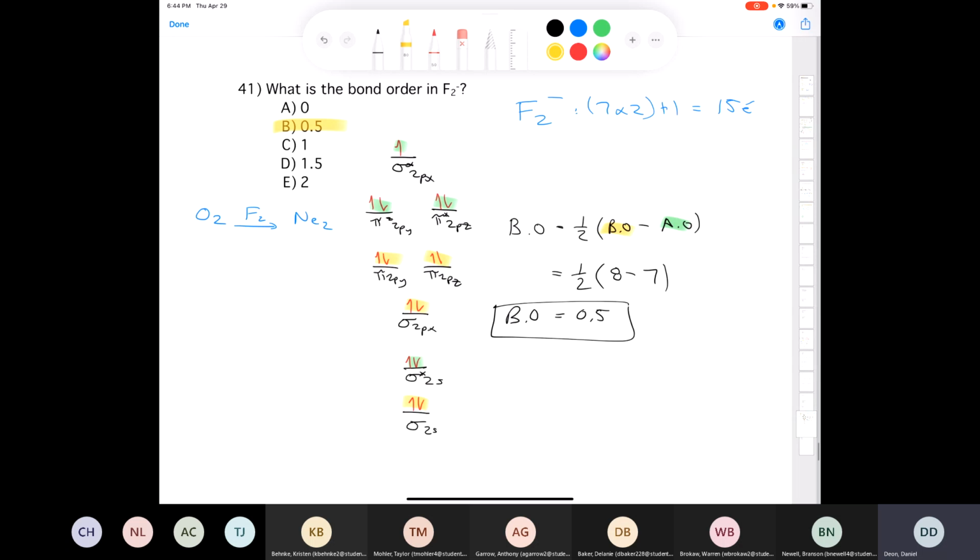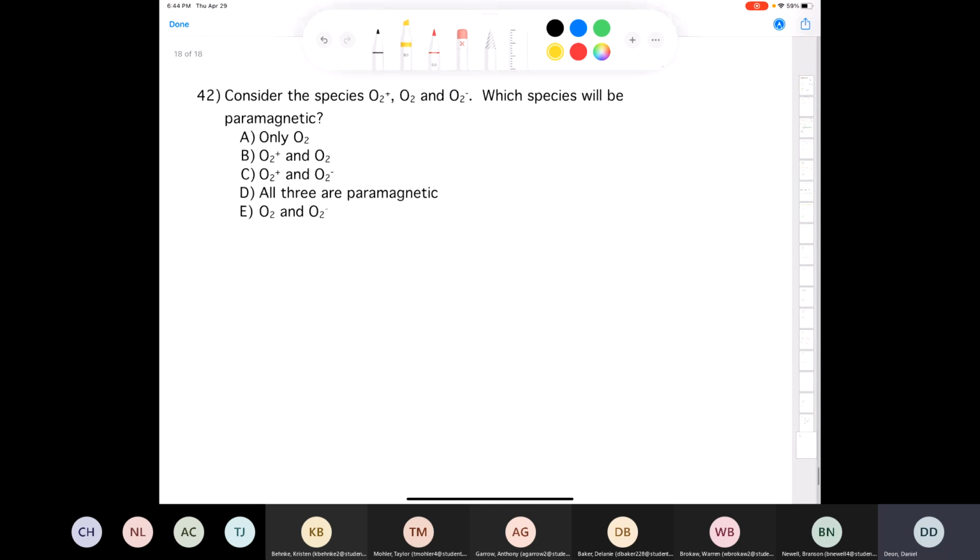Let's try one more that involves using those molecular orbital diagrams. Again, you can see we're using the molecular orbital diagram for O2 to Ne2, no, not N2, to Ne2, since the question is about O2. It says, consider these species, O2 plus, O2 minus, and O2. Which one is going to be paramagnetic? What does paramagnetic mean? Which one is going to have unpaired electrons? Well, let's take a look here.